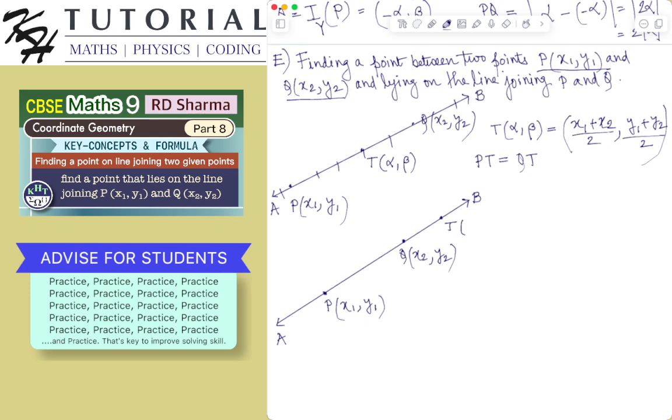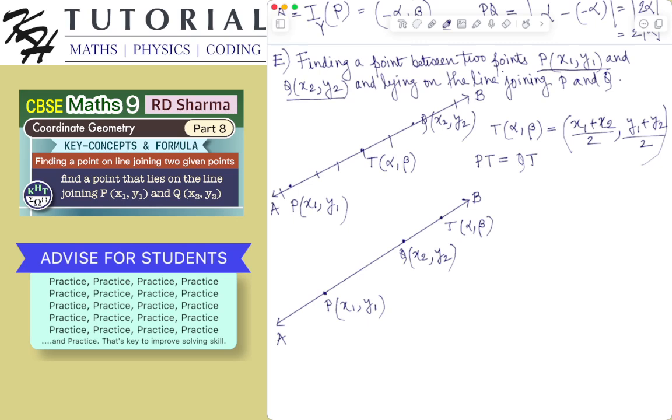Let's say its coordinates be alpha comma beta. So I have to find alpha comma beta. Now I will pretend that the point Q is the midpoint of P and T. I will find the point T in such a way that Q will be the midpoint of the line joining P and T. That is, Q will be equidistant from P and T.